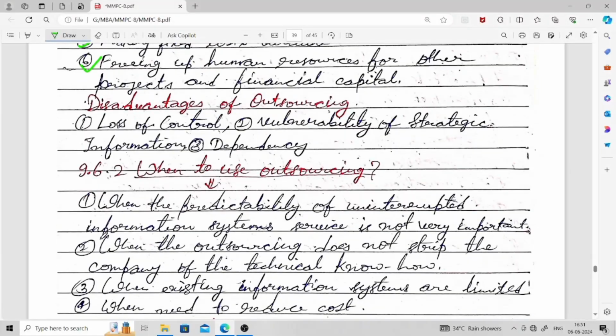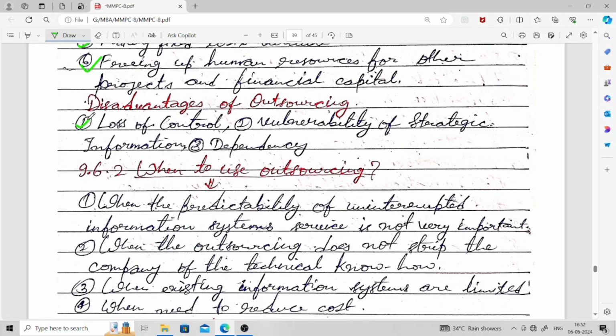Now, the disadvantages of outsourcing. The first disadvantage is the loss of control. Loss of control means we cannot control each and every aspect of the information system by ourselves, because it is maintained by the external service provider. So there are many things which we cannot control, so we have to depend on others.